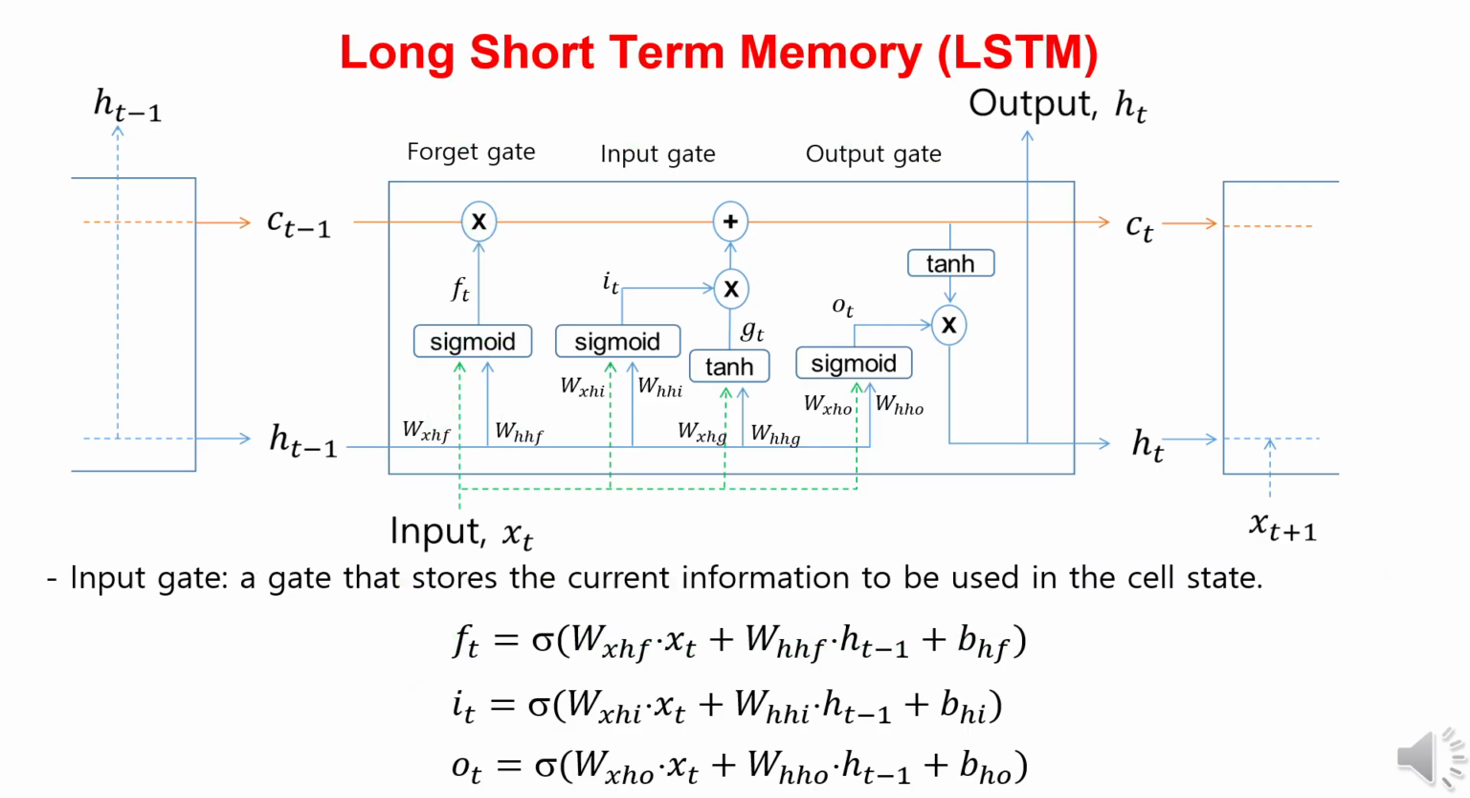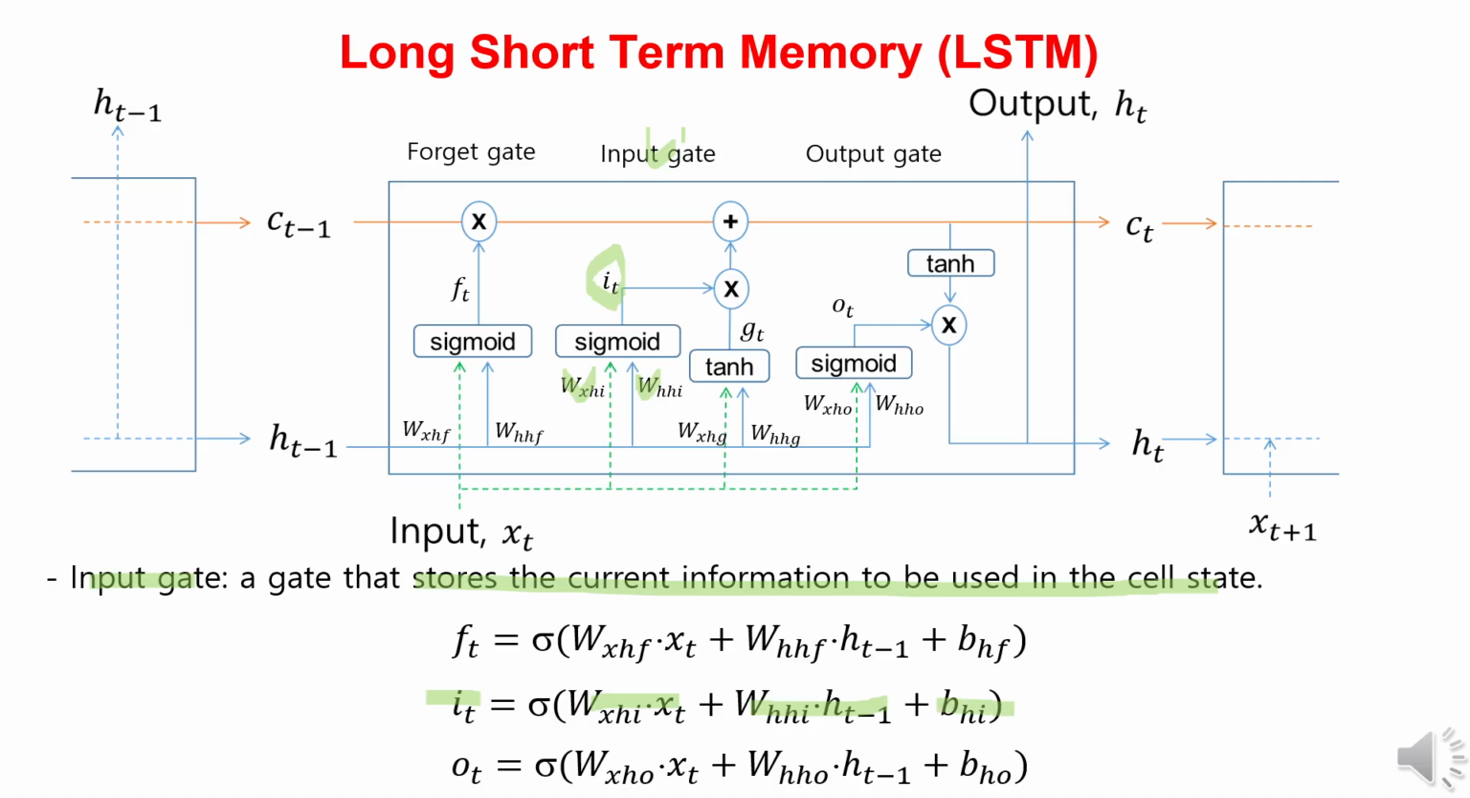The input gate determines how much of the current information is retained in the cell state. The input gate, i_t, is calculated as follows. The current input, x_t, is multiplied by its corresponding weight. The previous hidden state, h_{t-1}, is multiplied by its weight, and a bias is added.